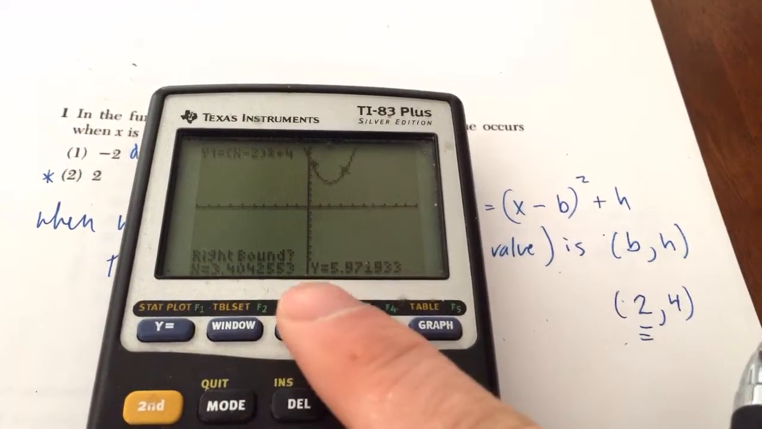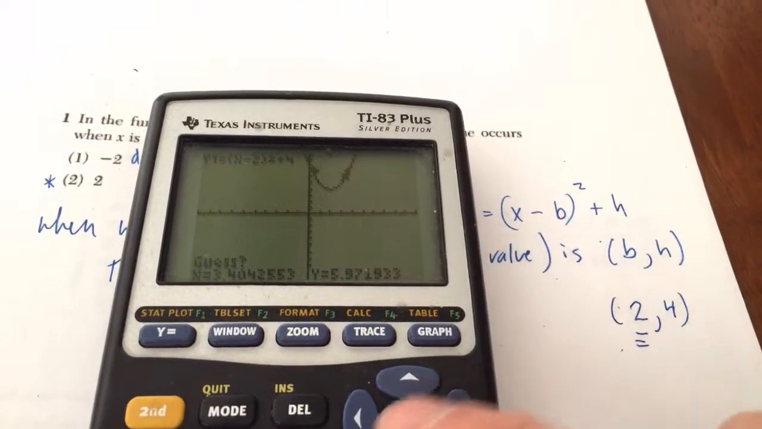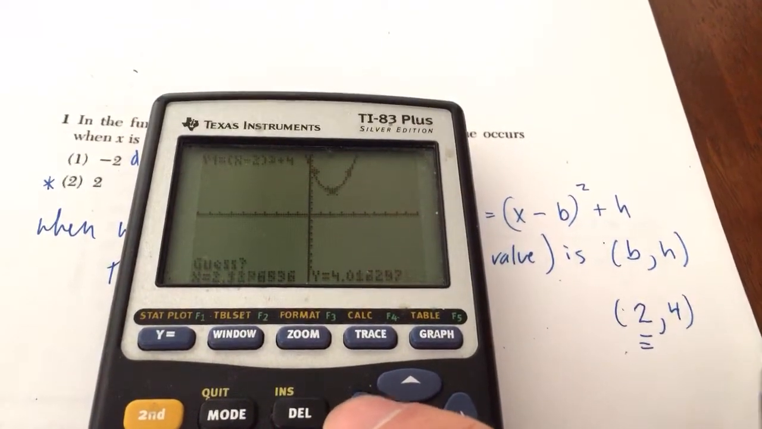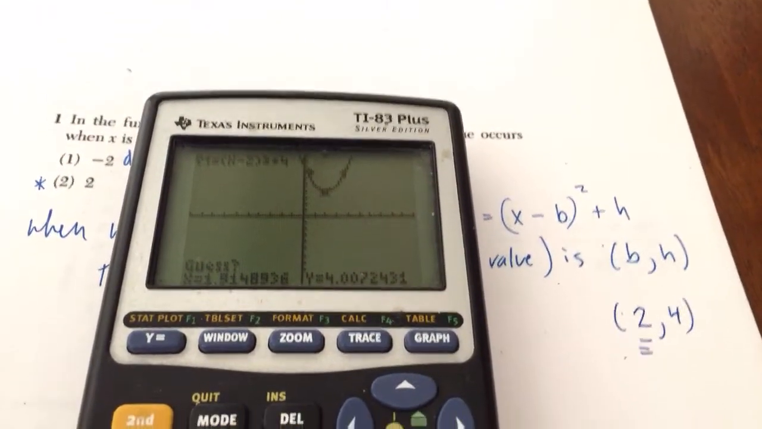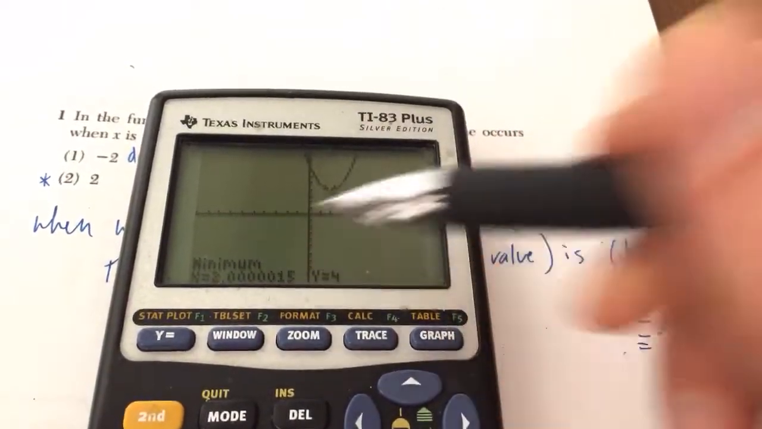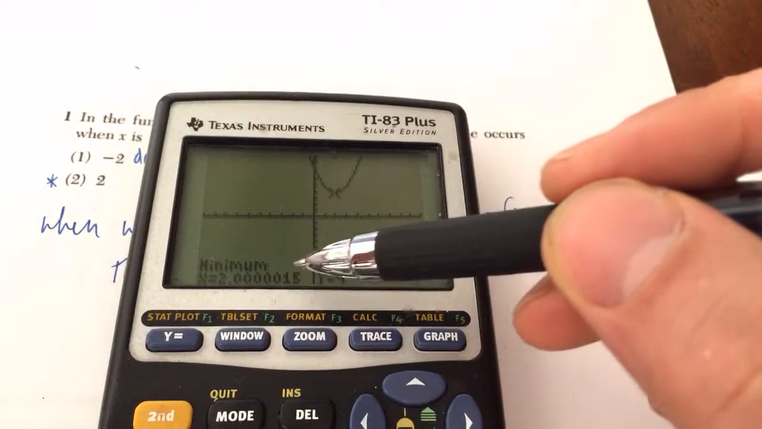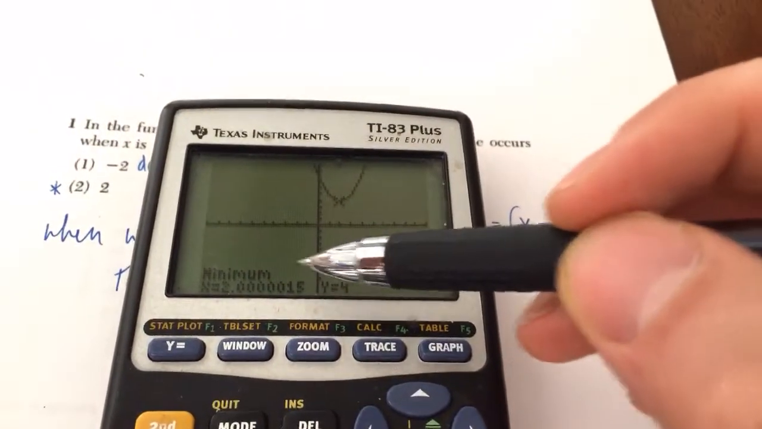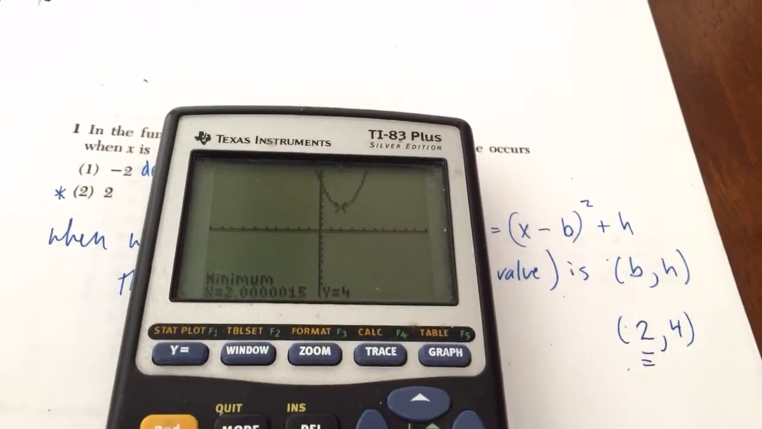What you're doing is creating a boundary. You want to find the minimum point between these two points. Move your cursor to the lowest point, hit enter on guess, and it says that your x value is 2. Now I understand it's 2.000. I can't figure out why calculators do this, but your answer is 2.